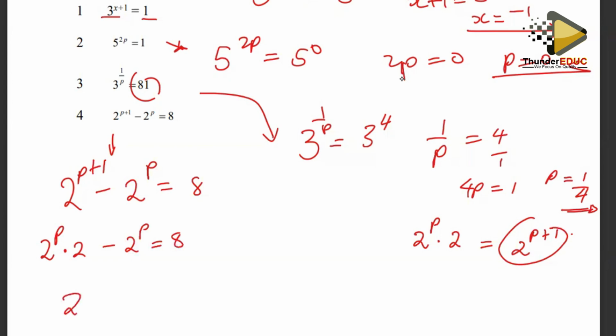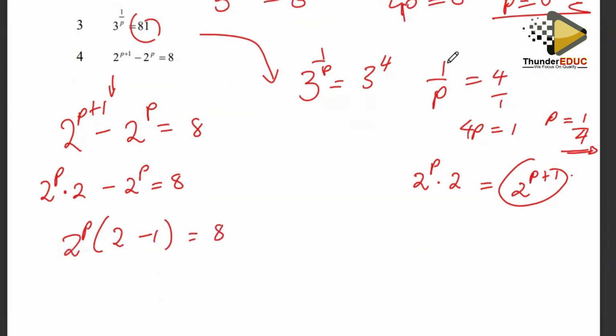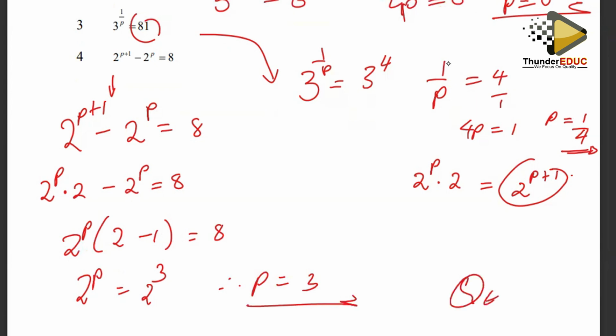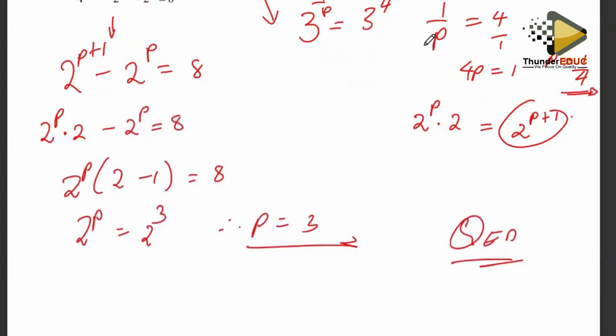So let's take out what is common, which is 2 to the p. Then 2 minus 1 is equal to 8. So we can see that 2 minus 1 is going to be a 1, which means I need to create the same base, which means it's going to be 2 to the 3. I drop the bases. Therefore, our p is a 3, then QED. That was quite easily done.